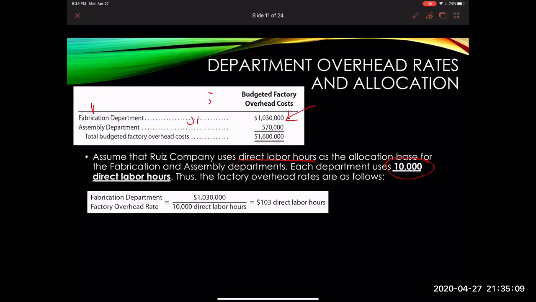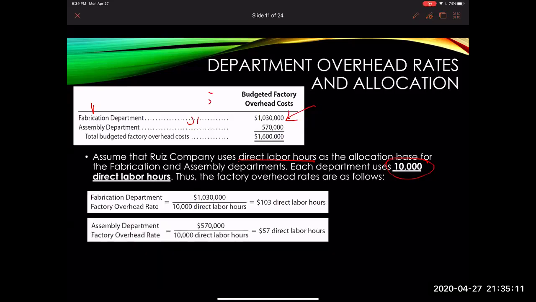Now we're going to do the exact same thing for the assembly department. The assembly department's factory overhead cost was $570,000. So here it is. And then they said that each department uses 10,000 hours, so that's why we have 10,000 here again. Once we do this calculation, it comes out to $57 per direct labor hour.